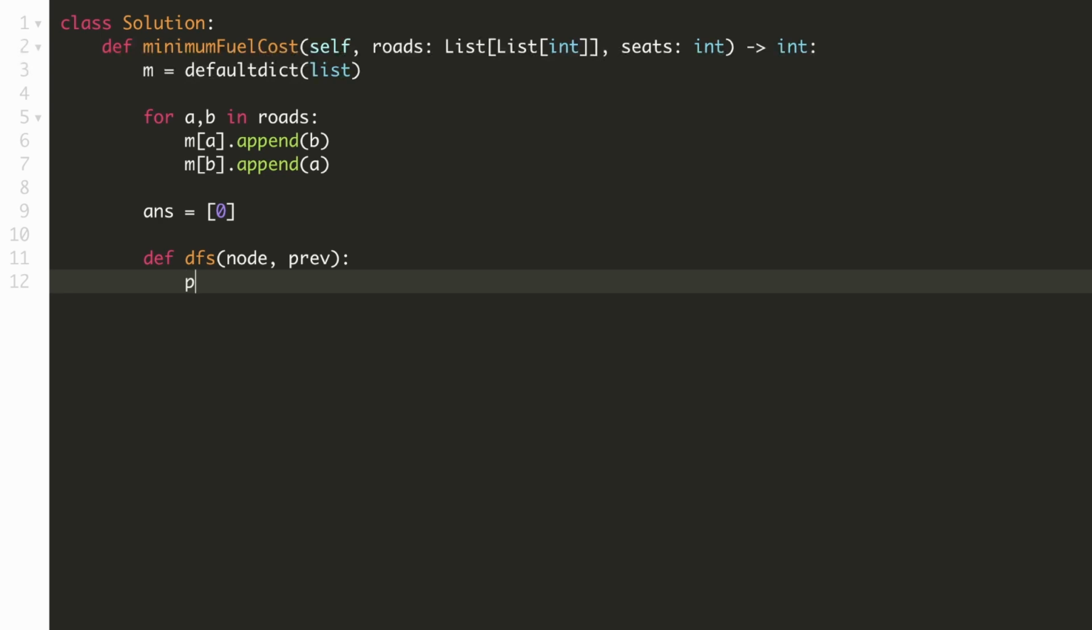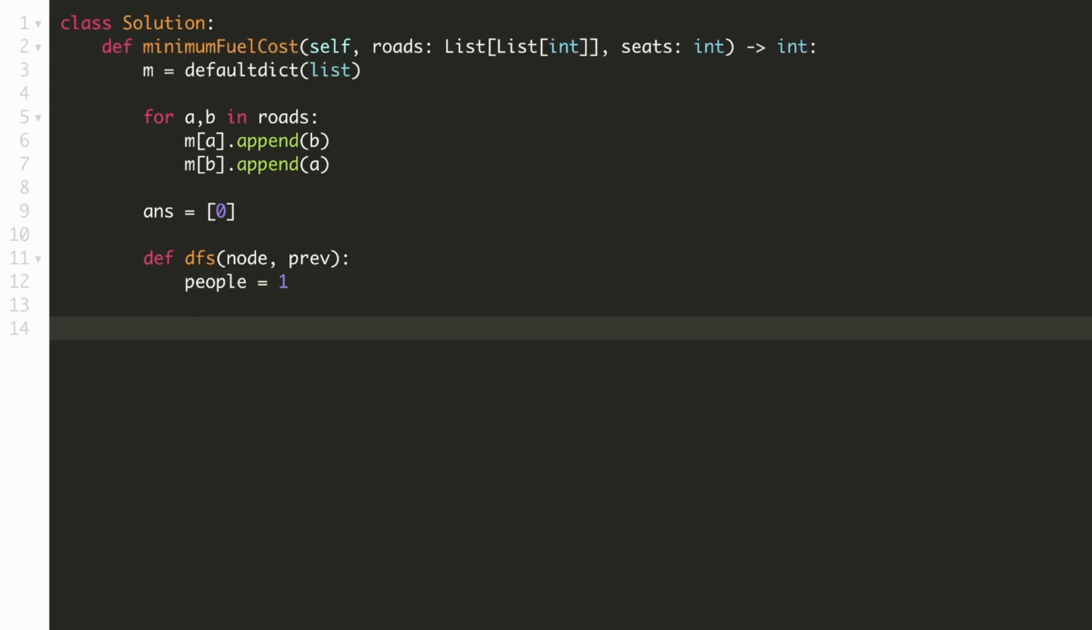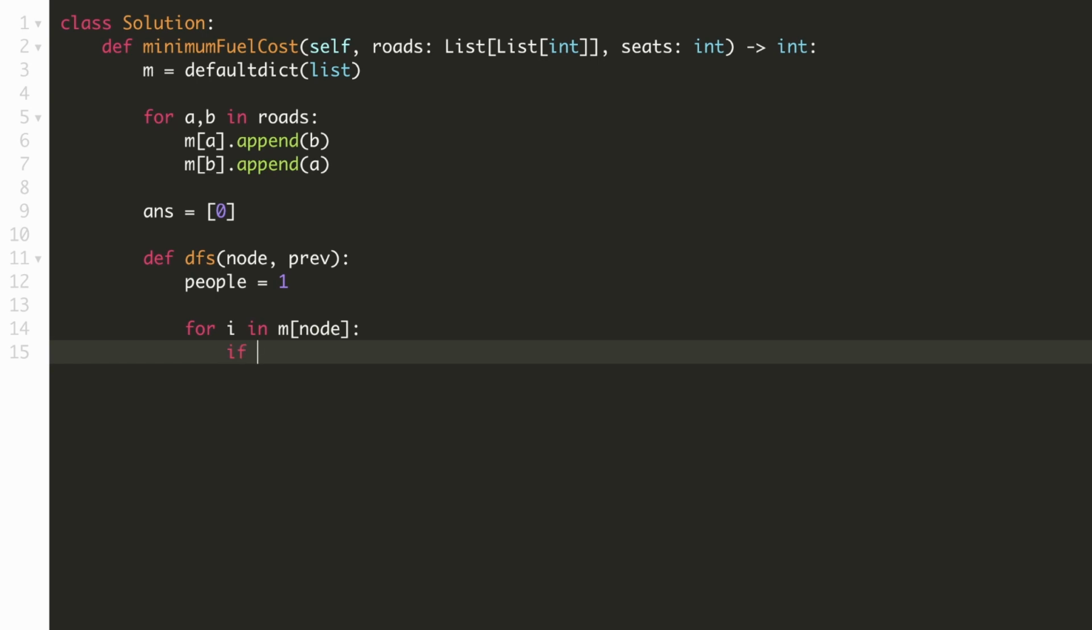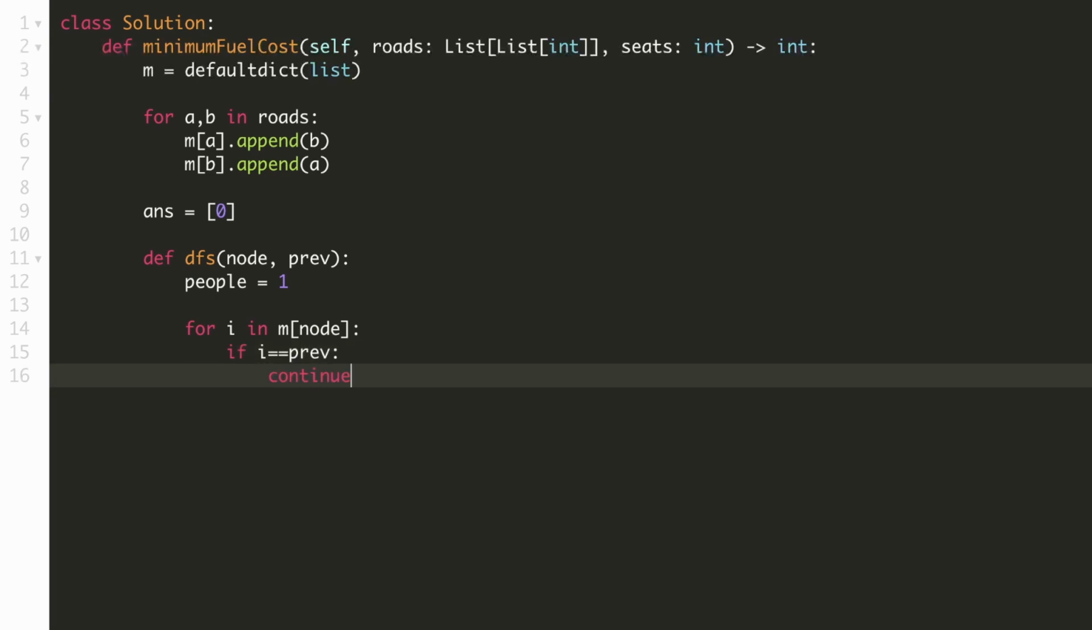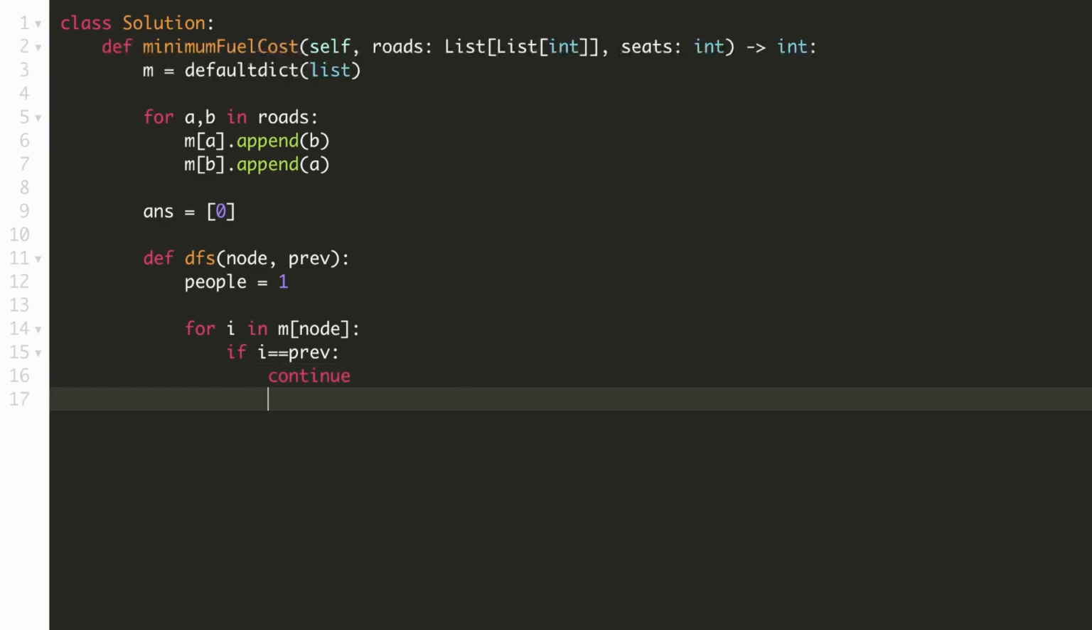Each city by default has one person. We'll have to count the number of people arriving in this city. Hence, we'll go through all the connected cities in a for loop. We'll have to skip the previous city to avoid a cycle. We could have also written this using a visited hash set, but it's given in our problem that there are no cycles. Hence, we could use the previous node to avoid any extra data structure.